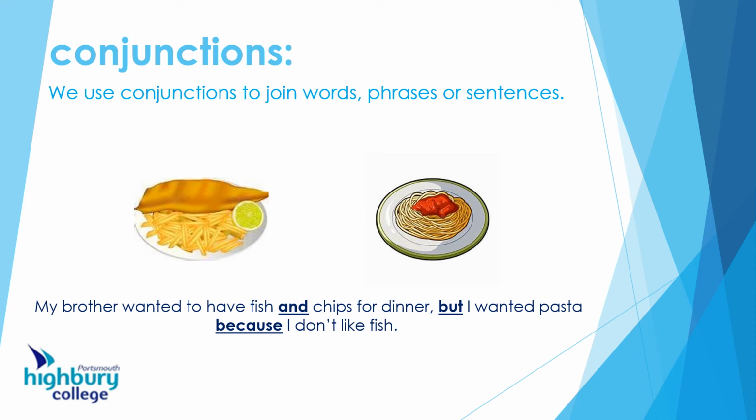So the and is just joining the word fish and the word chips, fish and chips. But there are three pieces of information there. My brother wanted to have fish and chips for dinner. I wanted pasta. I don't like fish. But we can pull all of those pieces of information together into one sentence using conjunctions. So they're very important.